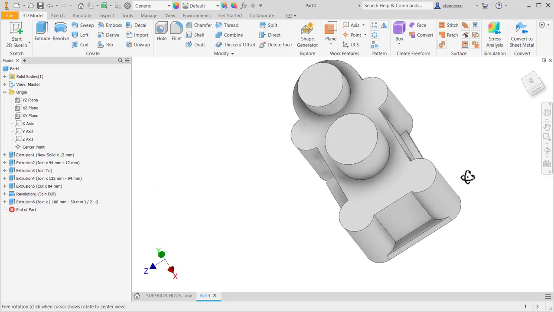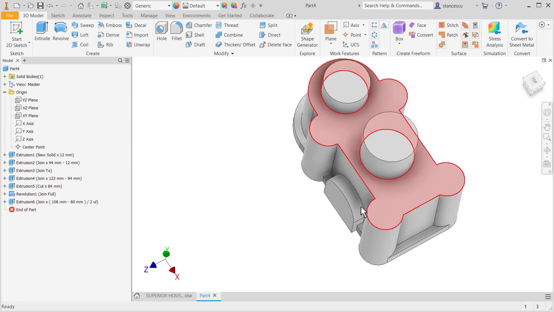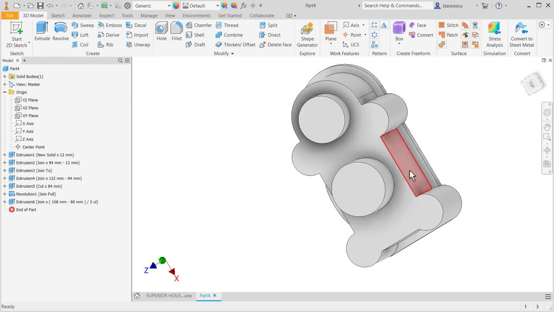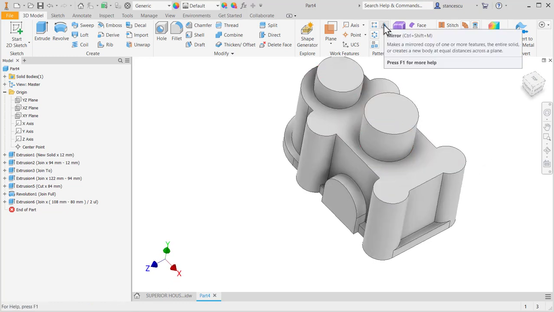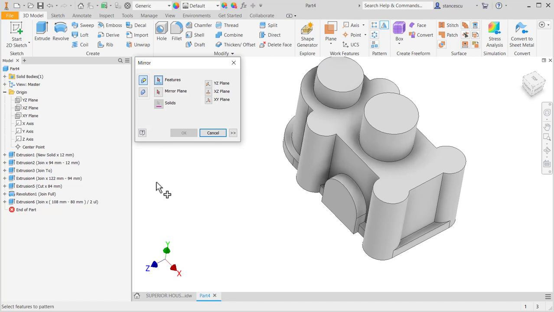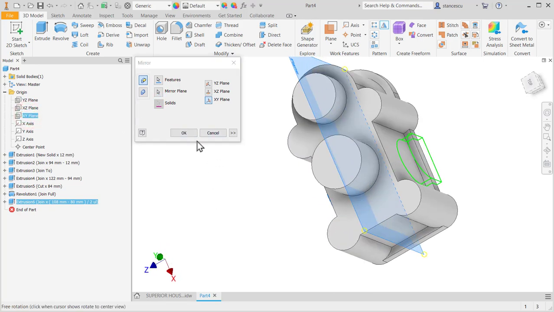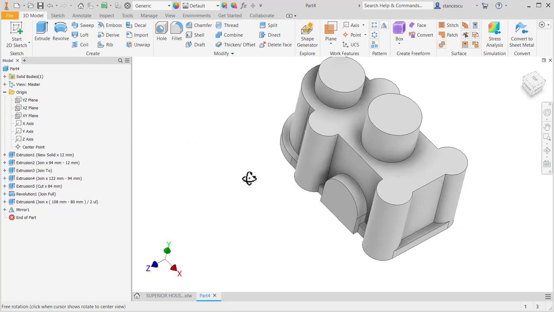Now we have to apply mirror of this last extrusion to be placed here. Mirror extrusion, XY. Okay, good.